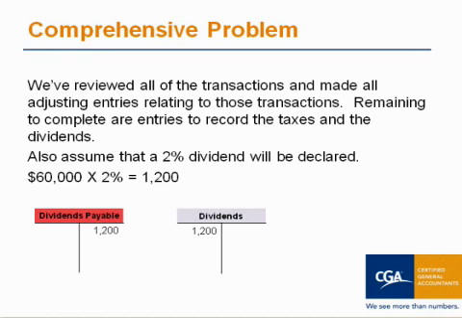So we've reviewed all of the transactions and made all of the adjusting entries that relate to those transactions. Remaining to complete are the entries to record the taxes and the dividends. So let's assume that a 2% dividend will be declared. We know that the share capital account shows that share capital has been purchased or acquired for $60,000. That's the carrying value of the share capital. So we will post 2% of $60,000, $1,200 to dividends. The dividend distribution is 2% of $60,000.